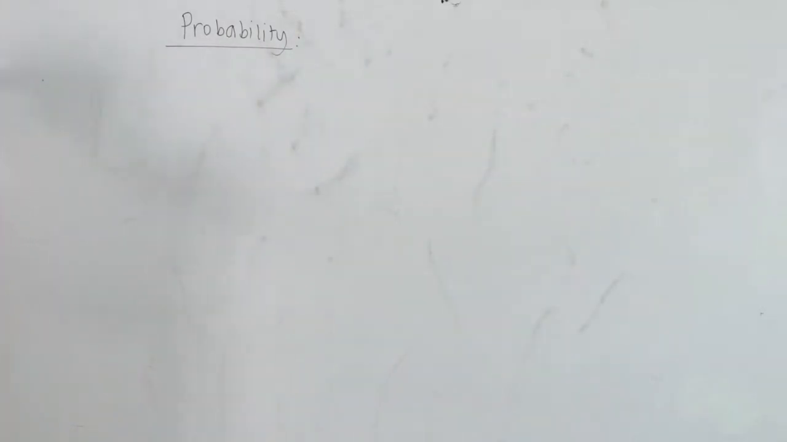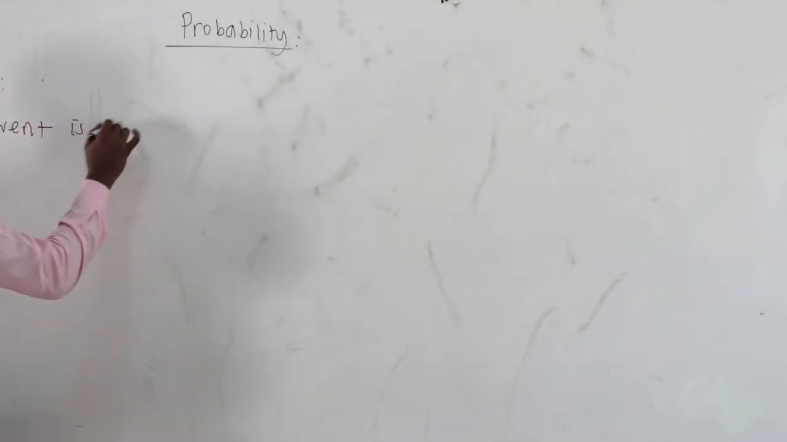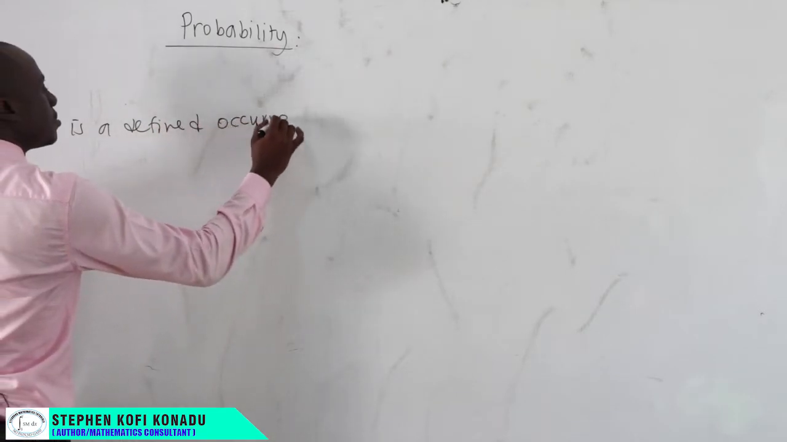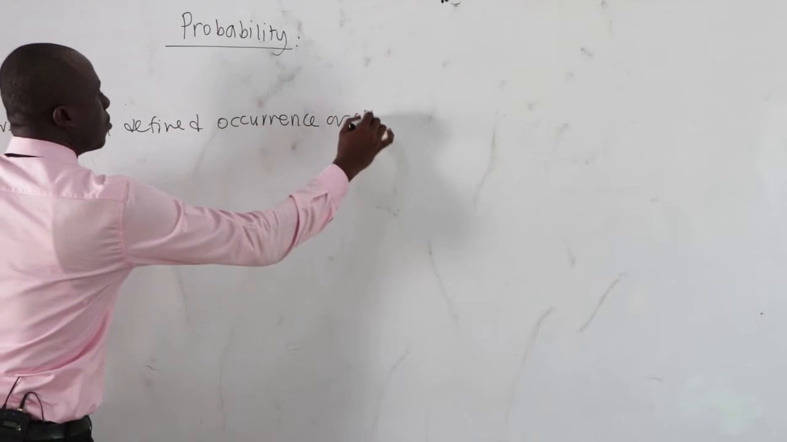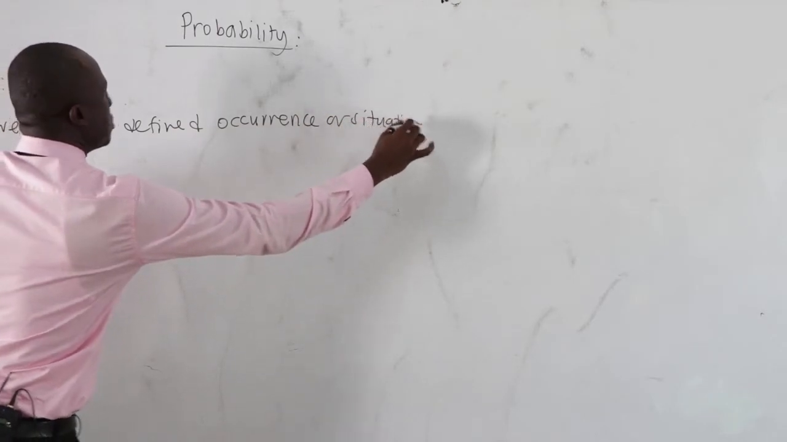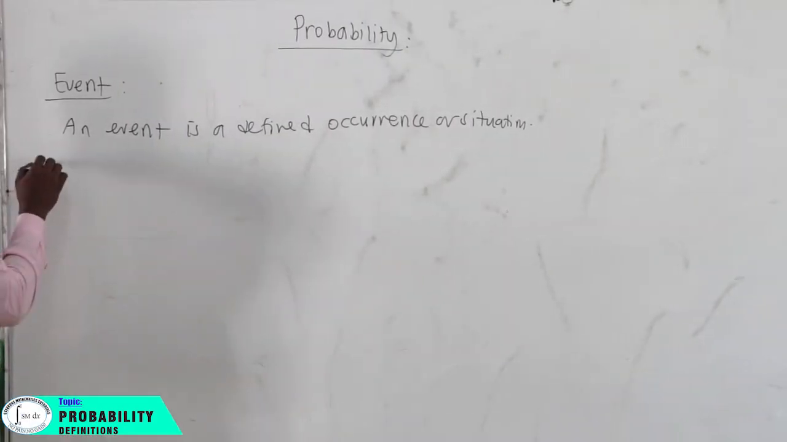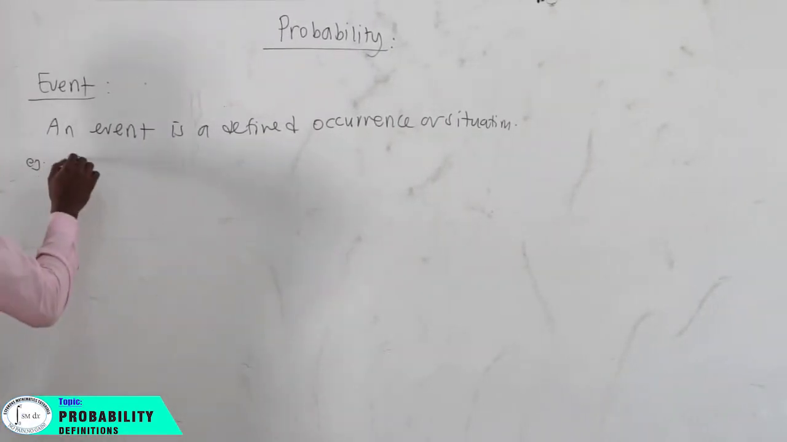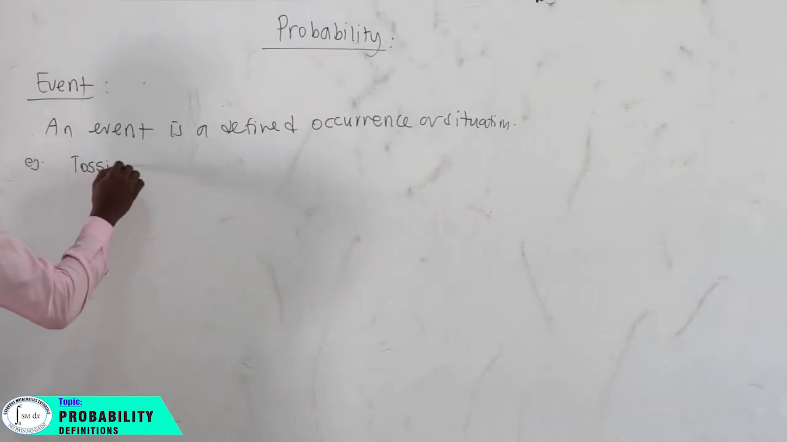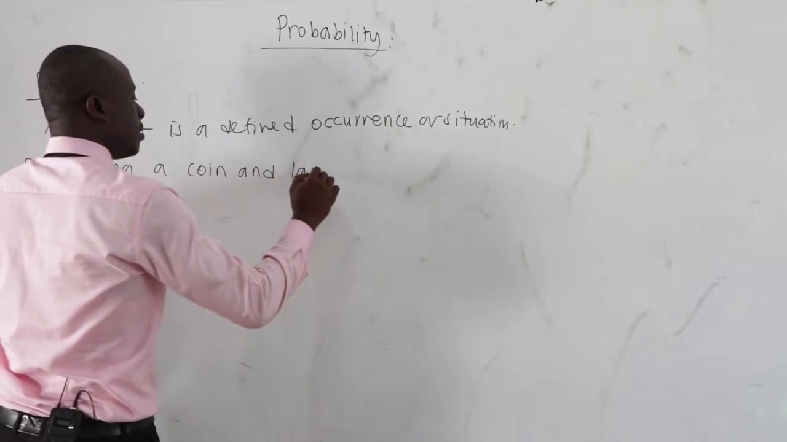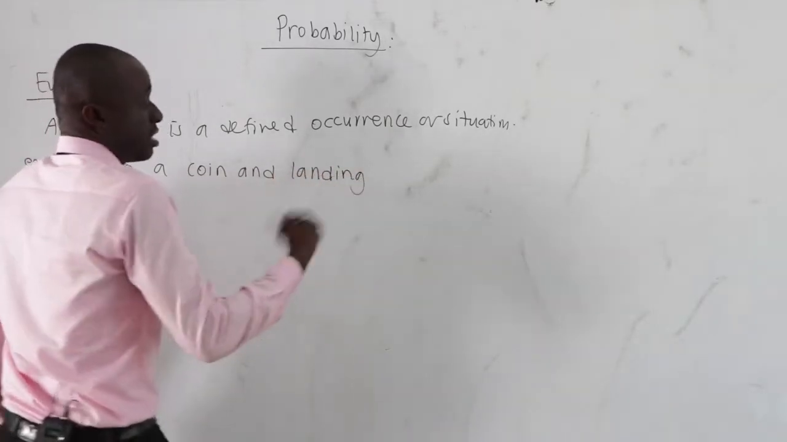So the first one we want to consider is an event. An event is a defined occurrence or situation. Now, let's consider an example of an event: tossing a coin and landing head up.